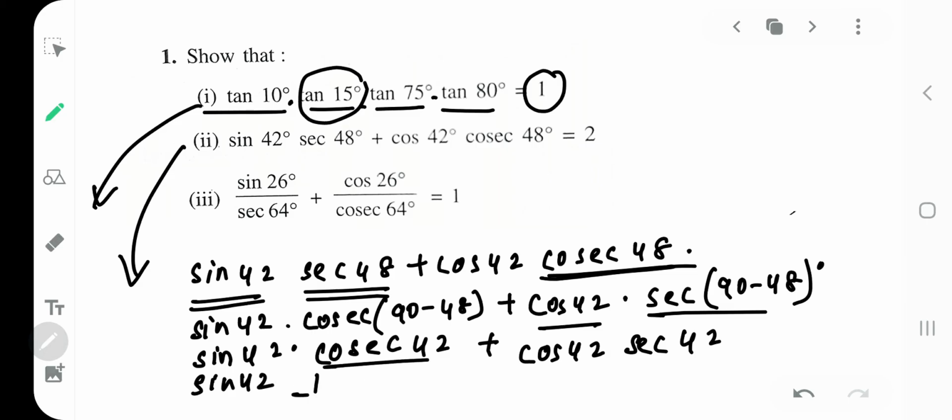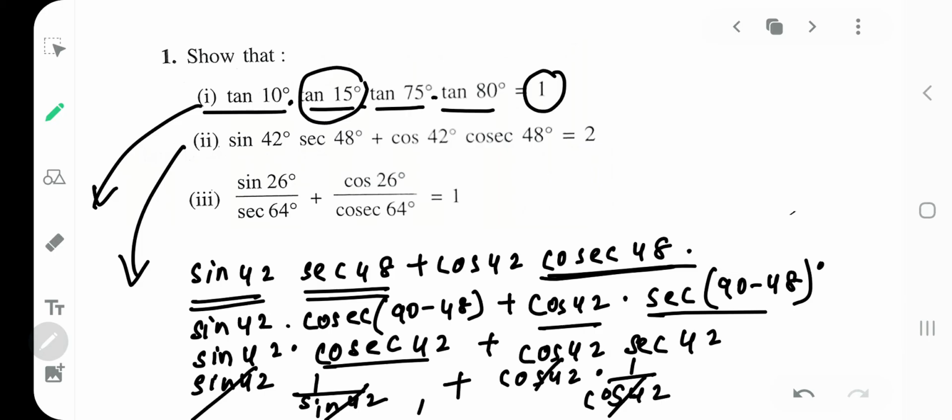Now let sine 42 be like that. Cosec 42, can I write 1 upon sine 42? And can I eliminate this? Plus cos 42 I'll write as it is. For sec 42 I will write 1 upon cos 42. And I'll eliminate this. So I'll get 1 plus 1. The answer will be 2. Is that clear?